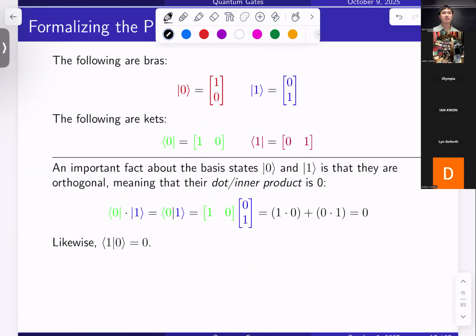Since we'll assume some basic knowledge of linear algebra, one fact about these states, yeah. Why did the two names get reversed on top?